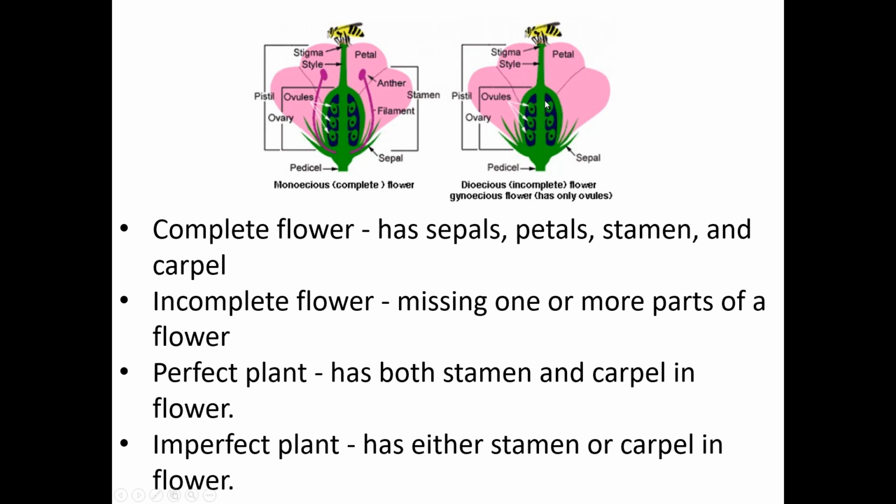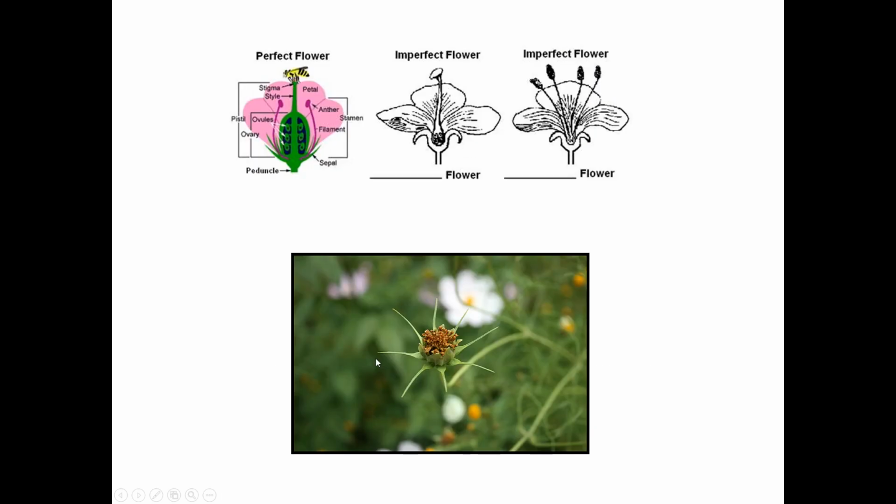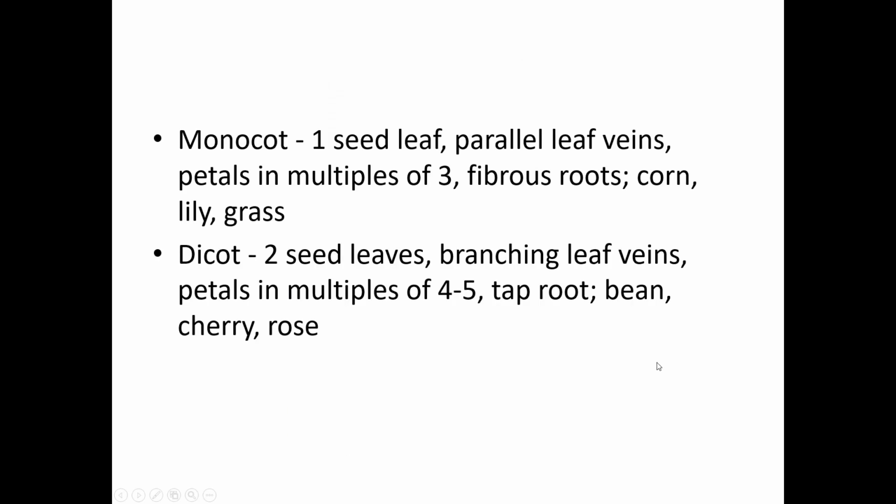Next up, if it's missing any of the male or female parts, then it's an imperfect flower. So notice that this one, it has the carpel, but it doesn't have any of the stamens, so it's missing the male parts. So this is an imperfect plant. By default, imperfect plants have to be incomplete flowers. So this is just the stamens that are visible on this one. I only see the stamens. I don't really see a lot else in terms of carpels inside of there, so that would make this an imperfect flower.